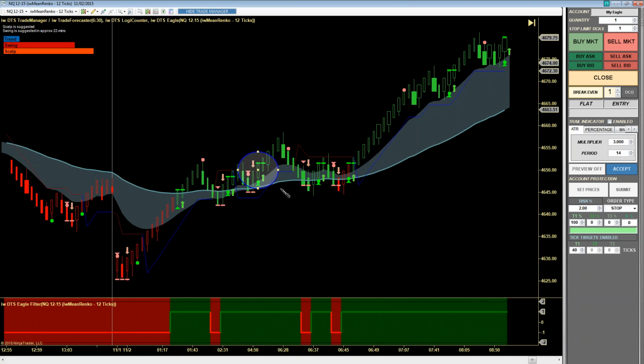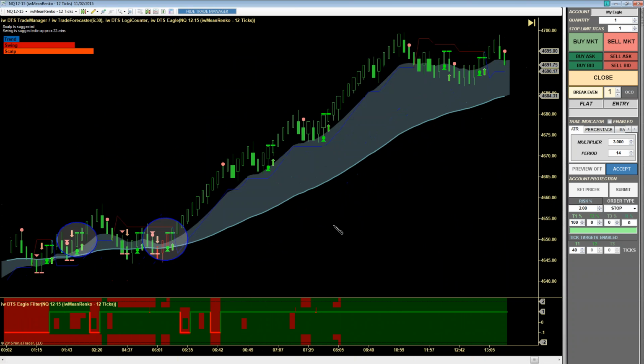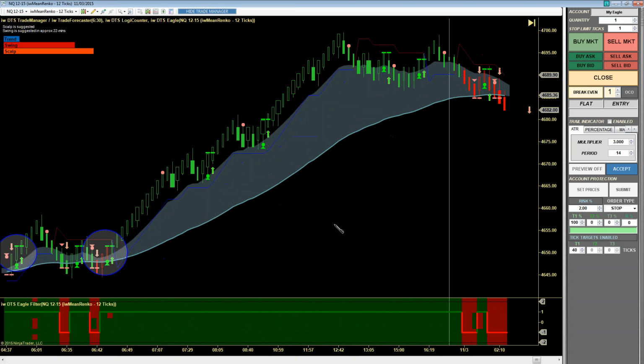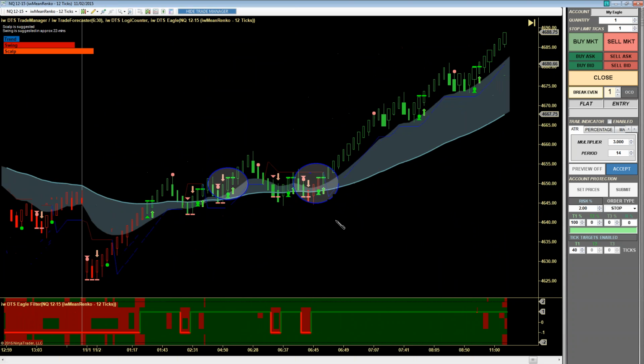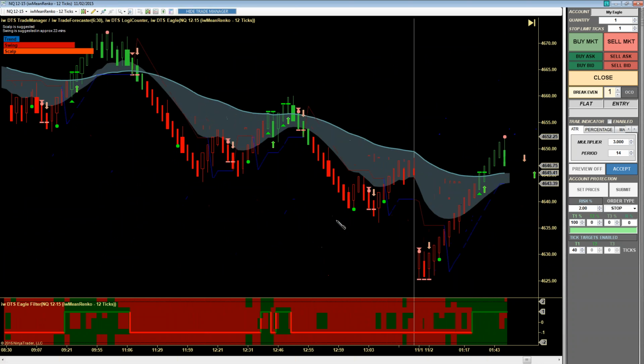Here's a trend change signal. Yes, you took a little bit of heat. Look, developed into a red bar buy, and then look at that follow through. So it's not really as discretionary as you might think.